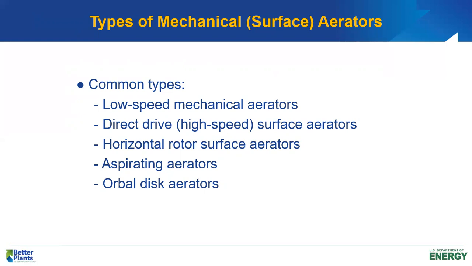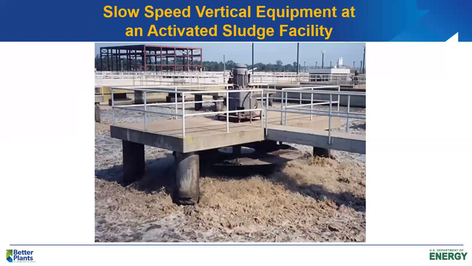We have horizontal rotor aerators. Instead of a vertical axis like the first two, we have a horizontal axis. We'll talk a little bit more about them. We have aspirating aerators, and we also have Orbal disc aerators, and there are other types, but these are the 5 common types of surface aerators that we would use in activated sludge processes.